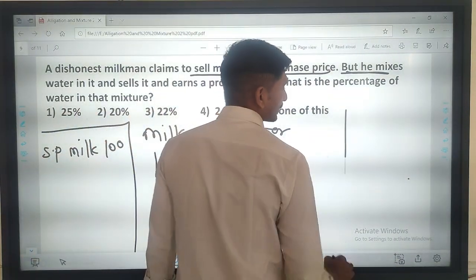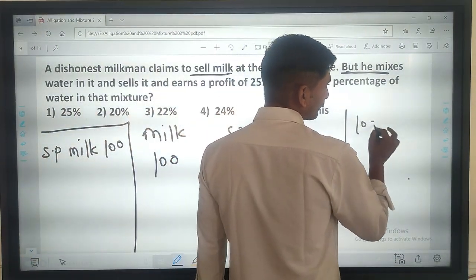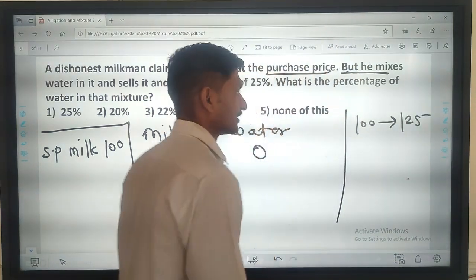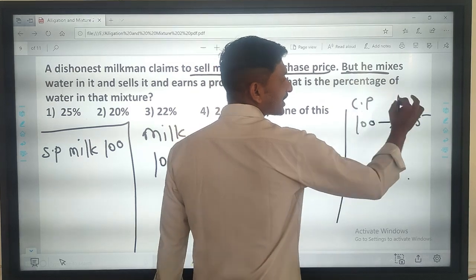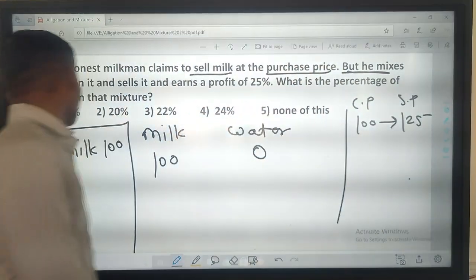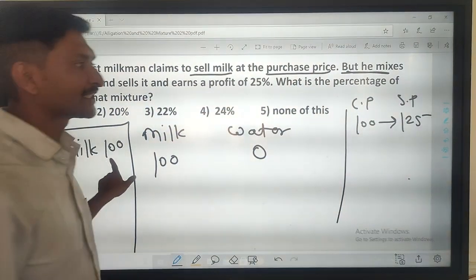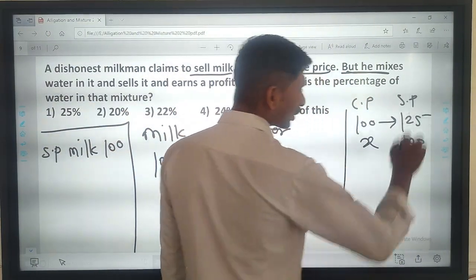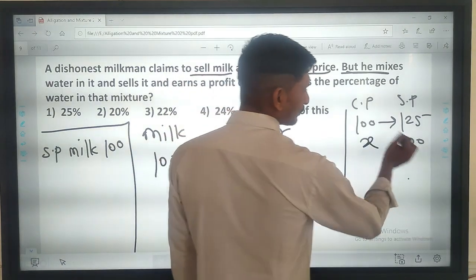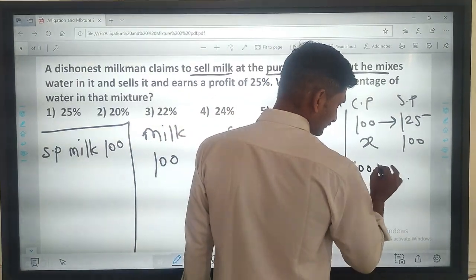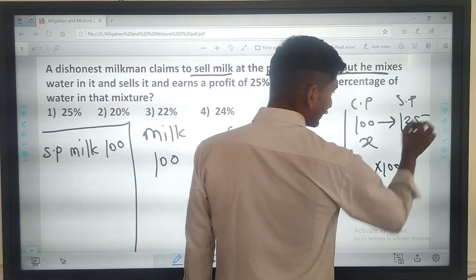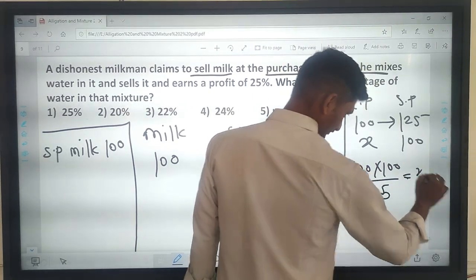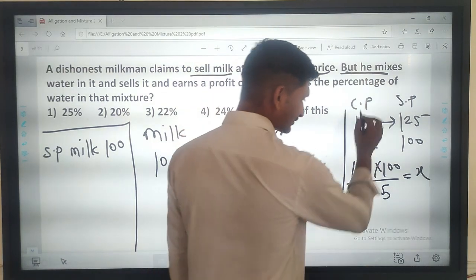Here profit is 25%, then the 100 rupees price becomes 25% more. Here CP, here SP. Now the selling price of milk is 100 rupees, and we find the cost price. Here we cross multiply: 100 into 100 divided by 125. That is the cost price.